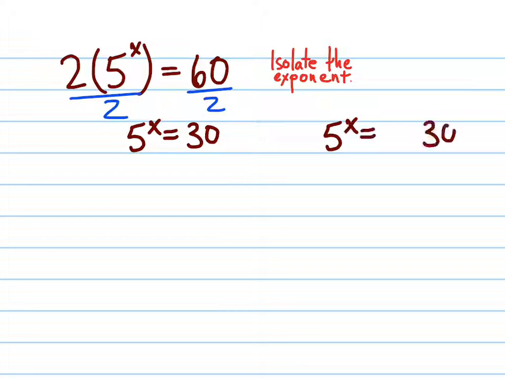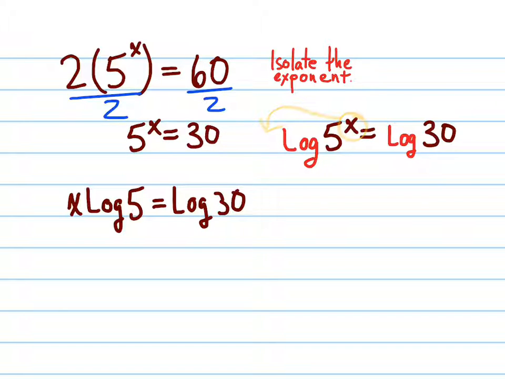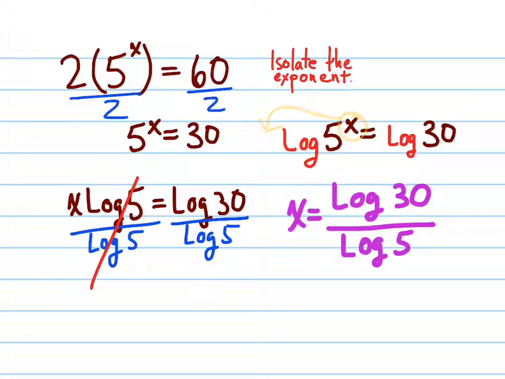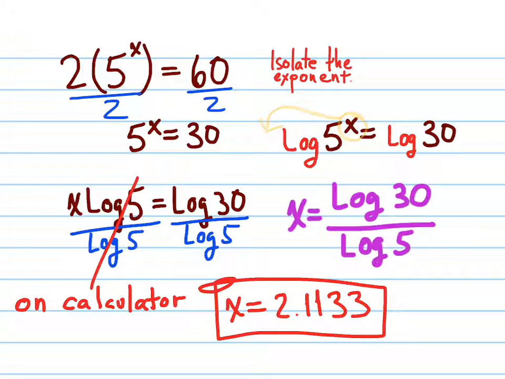Now I'm going to take the log of both sides. I get log of 5 to the x equals log of 30. Once again, my wraparound rule gives me x times log of 5 equals log of 30. Now we're back to multiplication, so I undo the multiplication with division. I divide both sides by log of 5. My answer, in its most exact form, is log of 30 divided by log of 5. Now I can get my calculator out and get an approximation: 2.1133. I could go on forever on how many decimal places I want, so I just picked 4. There's my solution to 4 decimal places.